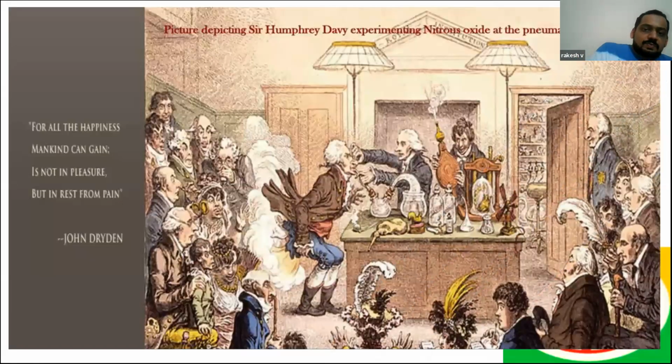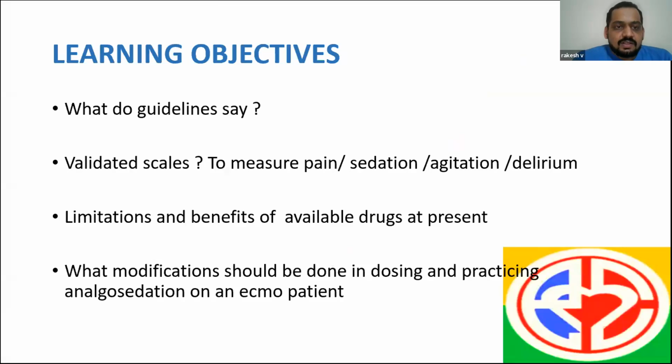So, coming first to the topic, the basics of the topic. It was actually defined in the earlier period itself what happiness a human can get. It's not pleasure that is going to be the happiness, it's just the rest from pain. If you relieve any human being from pain, that itself is the biggest pleasure anyone is going to get. So, let us see the learning objectives of this lecture.